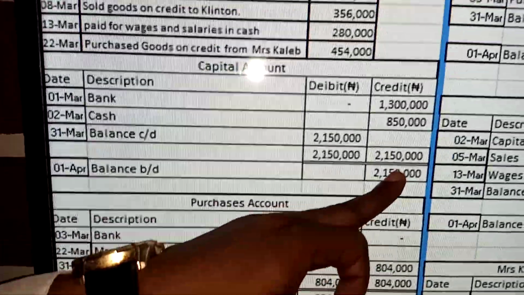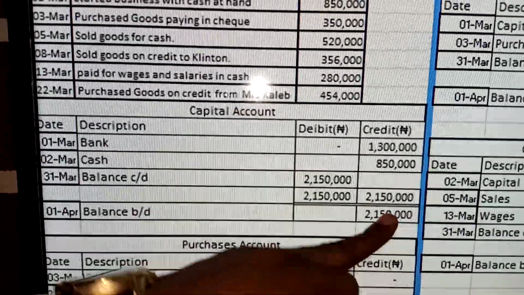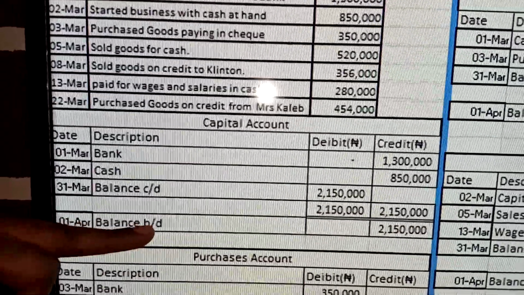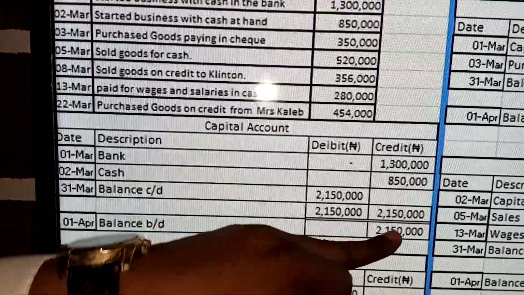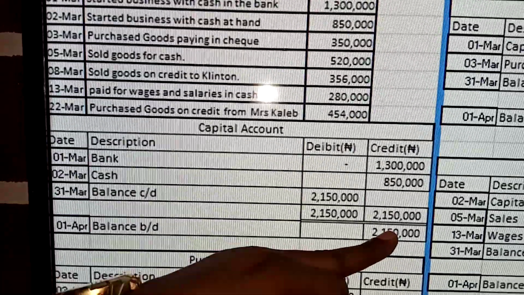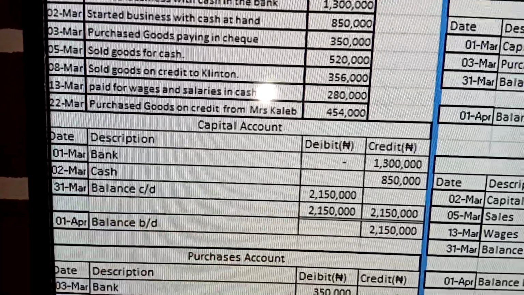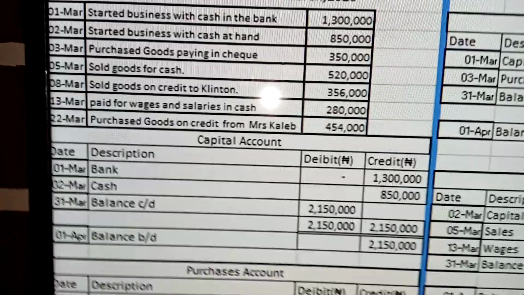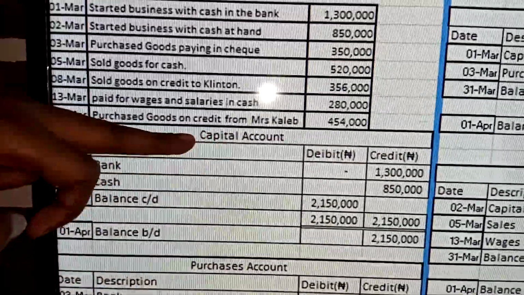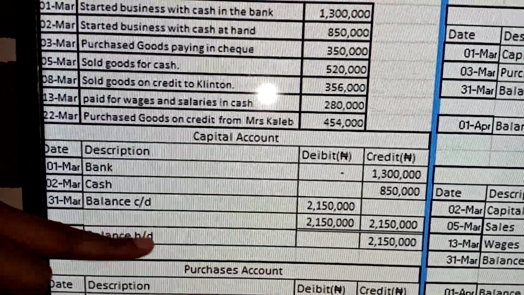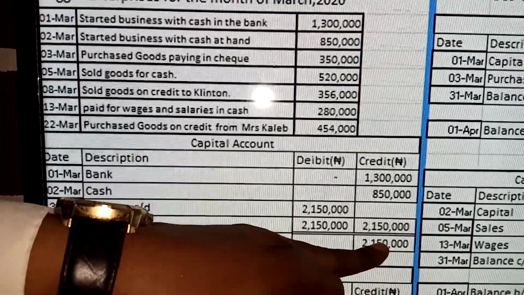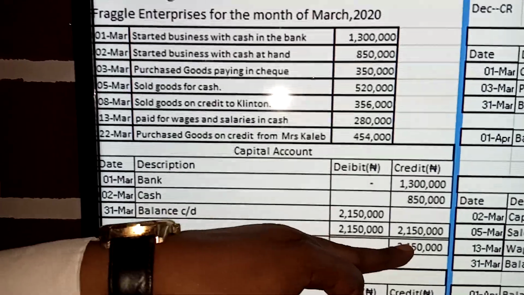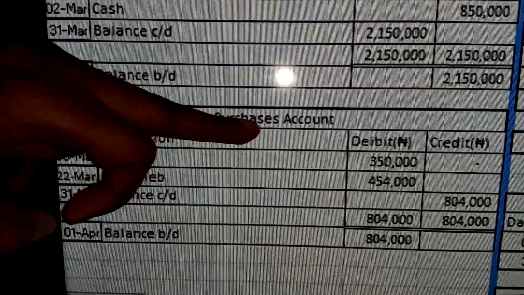It is the balance brought down that we will transfer to the trial balance. So if your balance brought down is in the credit side, that ledger is said to have a credit balance. If your balance brought down is in the debit side, that ledger is said to have a debit balance. So by this capital account ledger here, our balance brought down is in the credit side. This capital account is said to have a credit balance. So now let's balance up the purchases account.